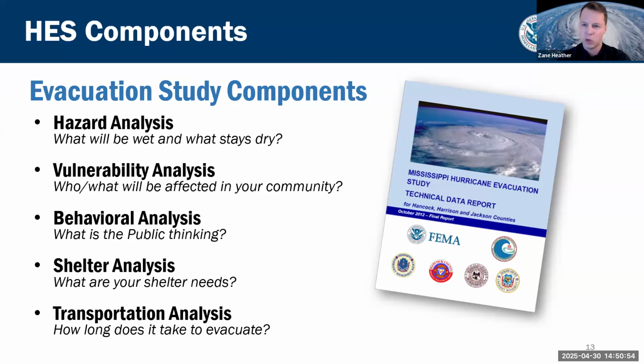The 2 biggest things produced through the HES, although there's a wealth of information and data, are hurricane evacuation clearance times, how long it takes for an impacted population and evacuating population to reach an assumed point of safety, as well as hurricane evacuation zones. And we'll get into all of that here briefly.